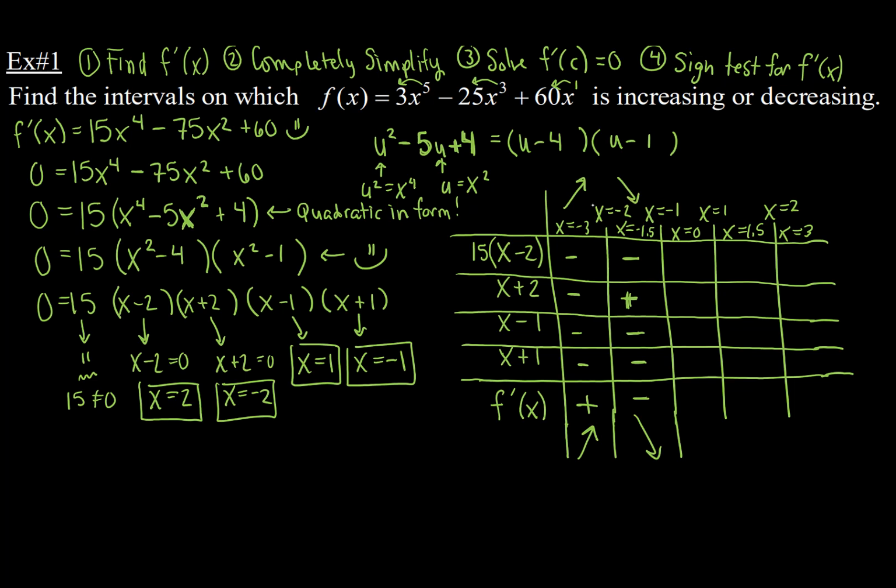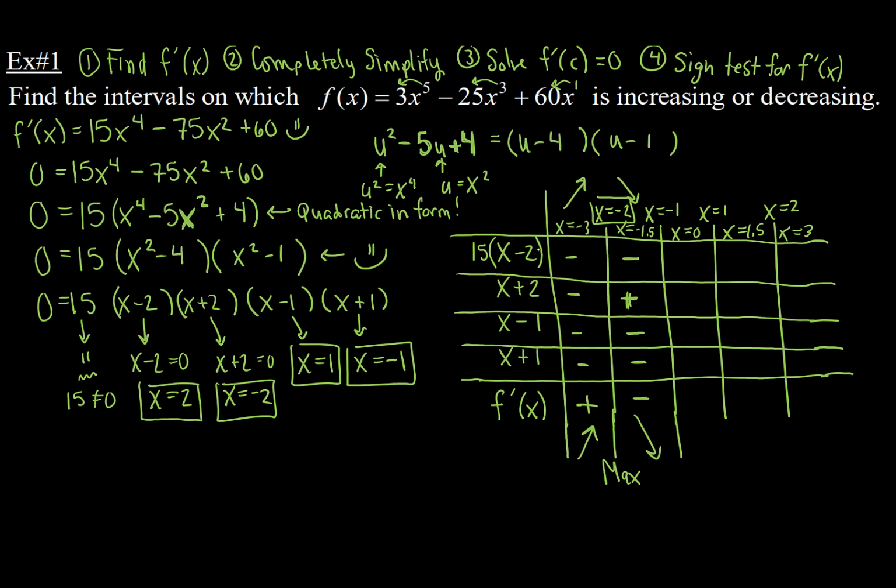So at x equals -2, I'm going to have a max, because I went from positive to negative. I'm increasing, then decreasing. All right, let's see what happens on the other side of -1. So between -1 and 1, I'm using the test value of 0.